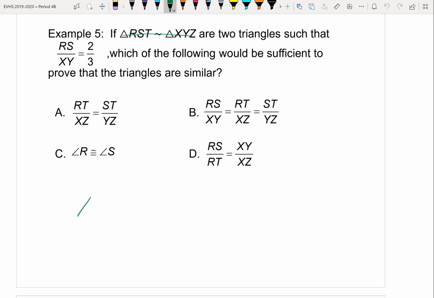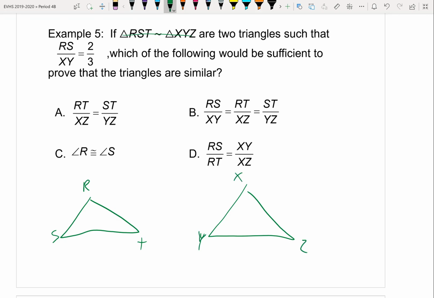What I'm going to do here is draw my two triangles, and yes, we're going to pretend that that is actually a straight side. R, S, T, and then X, Y, Z. And I'm putting those in the same orientation so that R and X are in the same place, S and Y end up in the same relative position. It also tells me that RS over XY is 2 over 3, so this is 2 and this is 3. So given that information, what would be sufficient to prove that the triangles are similar?